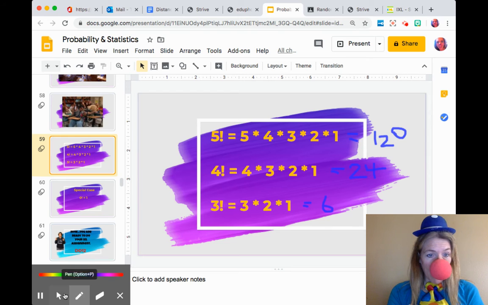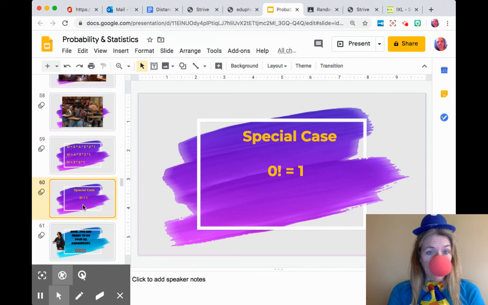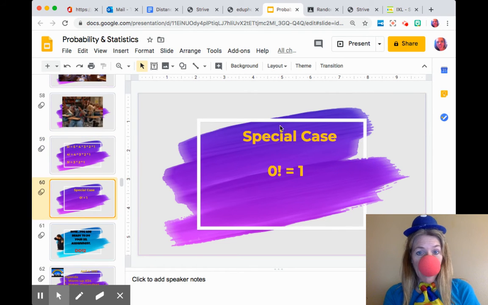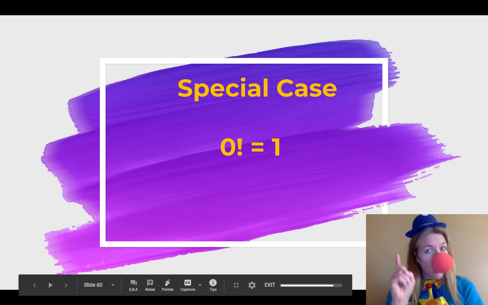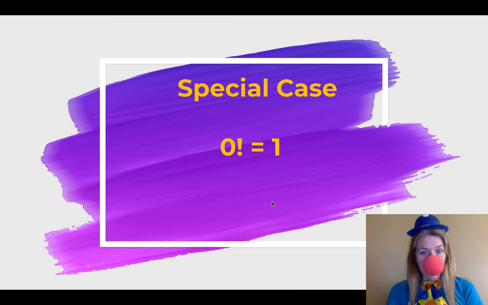All right, I'm going to move on now to our next slide, and I want to talk to you about a special case. This special case is 0 factorial. Now, you would think that it would be 0 times 1, so the answer would be 0, but in this special case, 0 factorial is a 1. You'll need to know that for your lesson today.